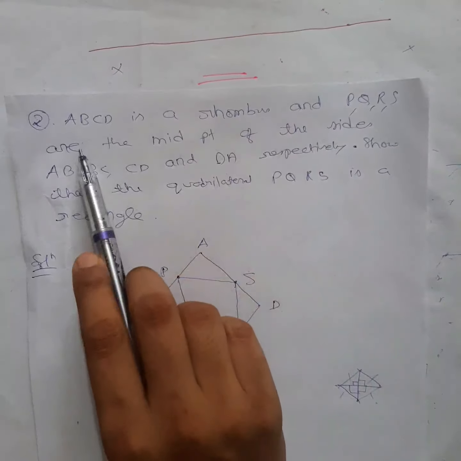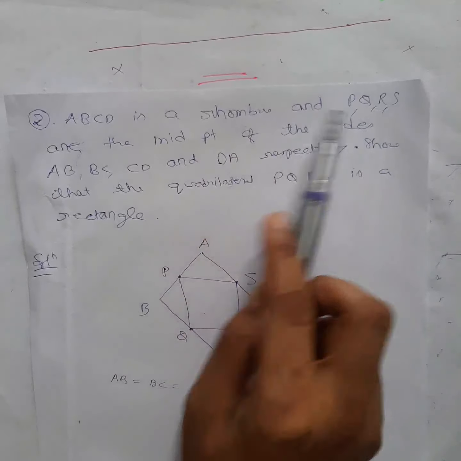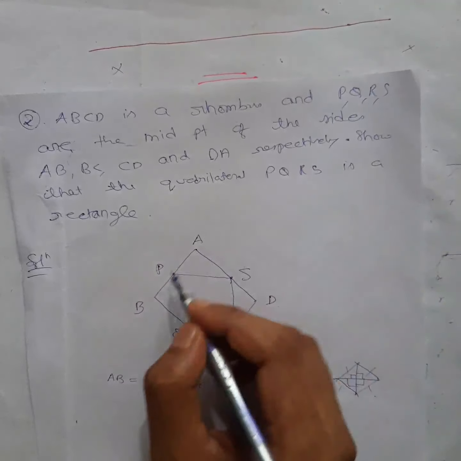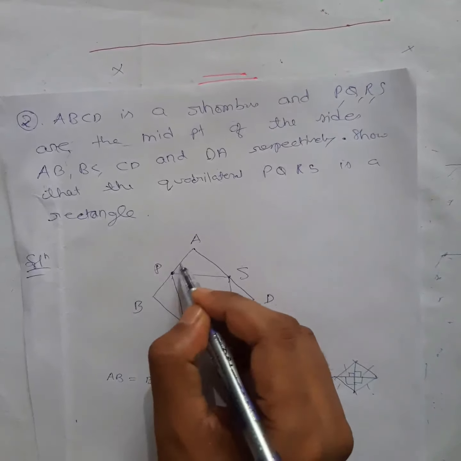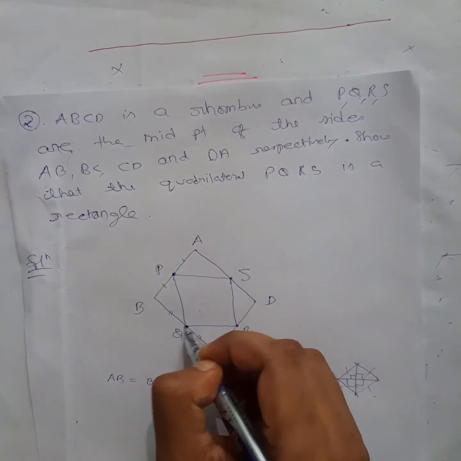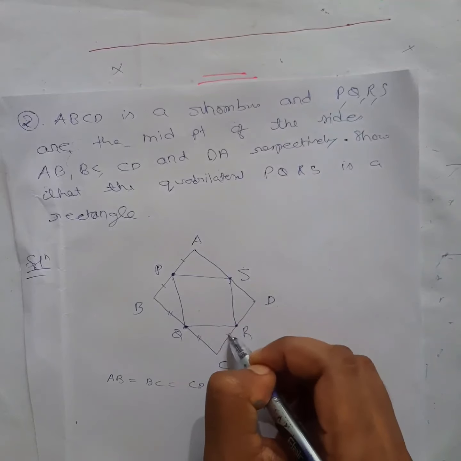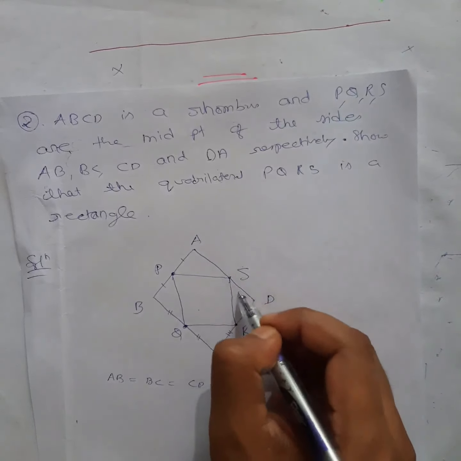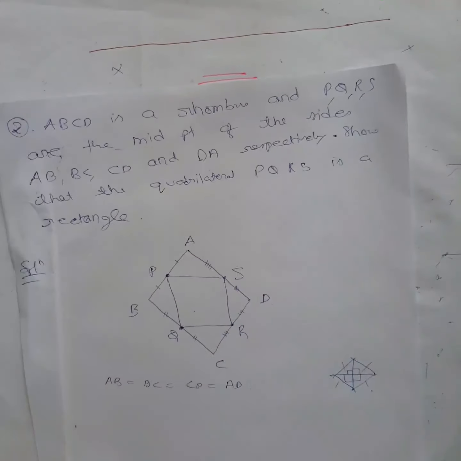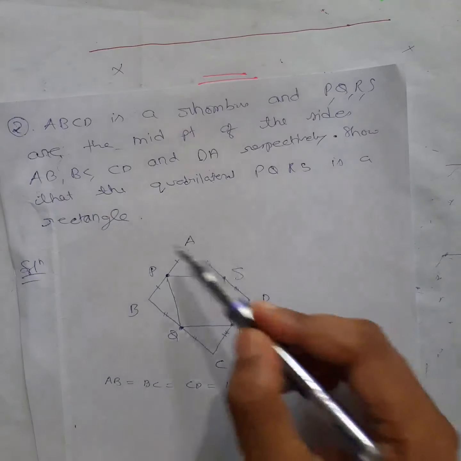Next, in rhombus ABCD, P, Q, R, S are the midpoints of sides AB, BC, CD and DA. So I have marked the midpoints here. Midpoint means this and this will be the same, this and this will be the same, right? Midpoint, so this and this will be the same. Okay, so why am I marking like this?